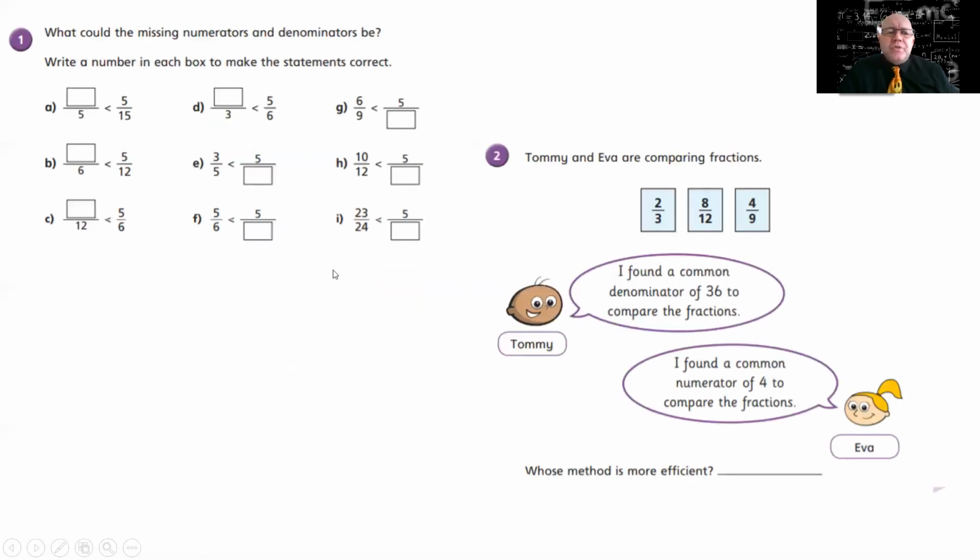Anyway, 2 questions for you to have a go at. First one, there are a selection of correct answers for some of these. So if you can find one answer that would fit in each of these 9 questions, I'll show you all the options, but there is more than one answer to most of those questions. And question 2, Tommy and Eva are comparing fractions. Okay, and they've got their personal methods. Now, whose method is more efficient? Which method do you prefer of those 2? Okay, pause the video, take a moment.